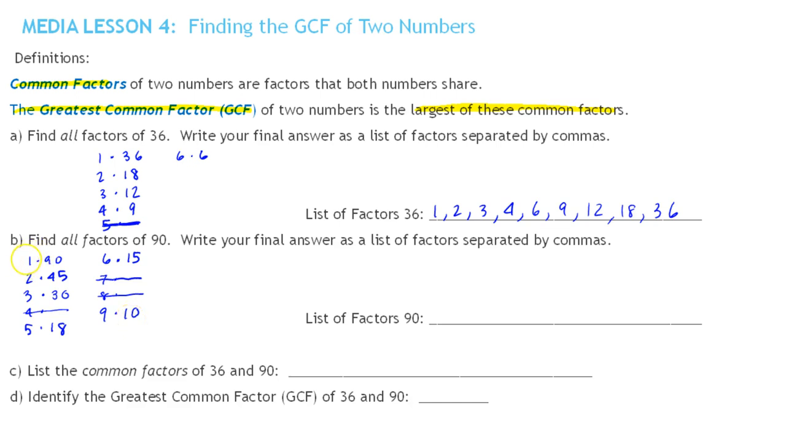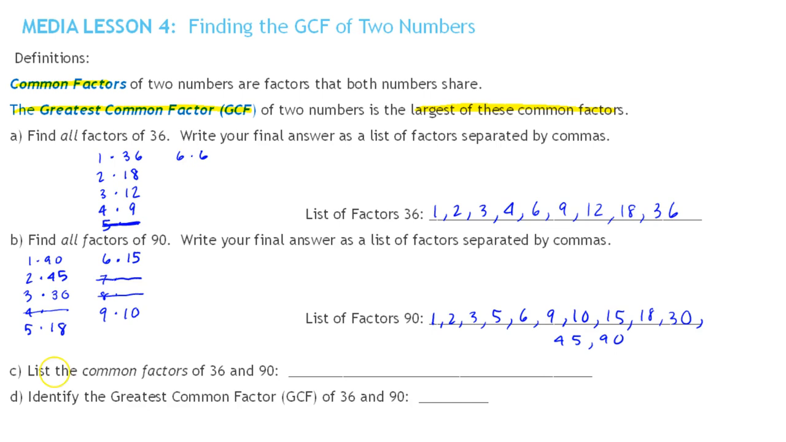So now let's list these. I'm going to go down the right column and then up the left column. 1, 2, 3, 5, 6, 9, 10, 15, 18. Wow, that's a lot of factors. 30. Let's move to the next line. 45 and 90. So those are all the factors of 90.